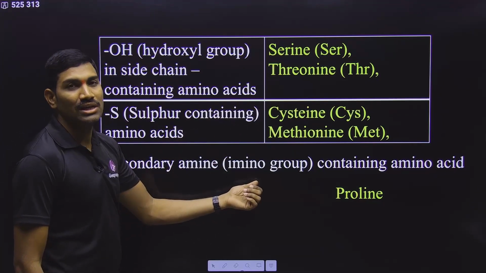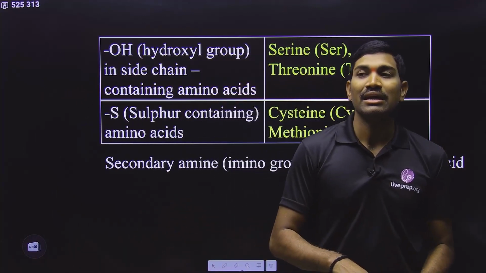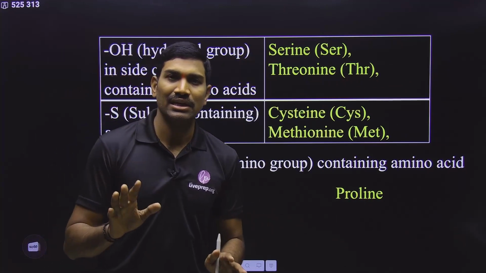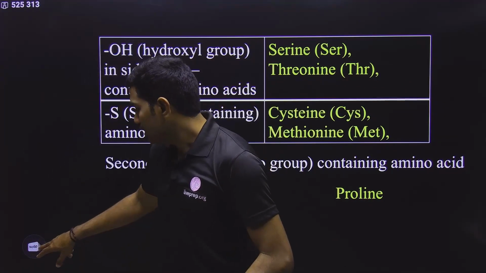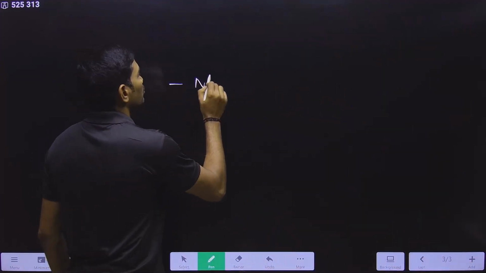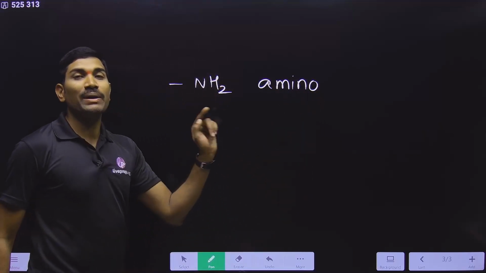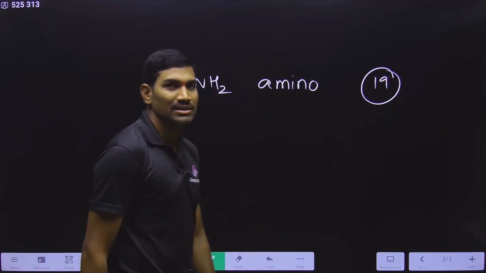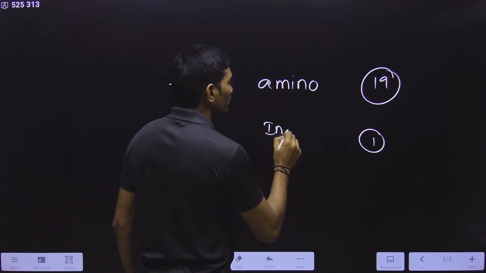Next one is regarding secondary amine containing. What is secondary amine is called as imino group. Please remember, generally we are saying about amino acids, amino group, NH2 group is present generally. But please remember, out of 20 amino acids, 19 amino acids are having primary amine. What is primary amine? NH2 group. This is amino group. Amino group containing amino acids are 19 amino acids. But one amino acid is having imino group.